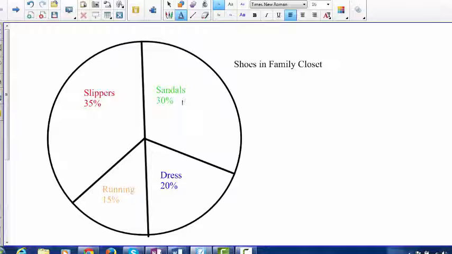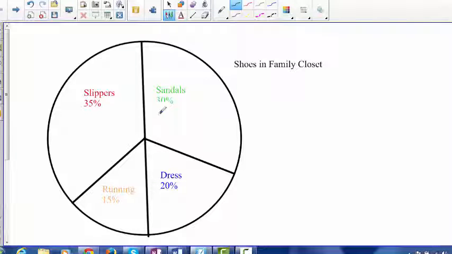And as you can see, the percentages are 30%, 20%, 15%, and 35%. If we add all together, it should be 100% at the end. So I'm going to take the 30 and the 20, it's 50. Now we add 35, that means 85, and after that we add the 15, it's going to give me at the end 100%.